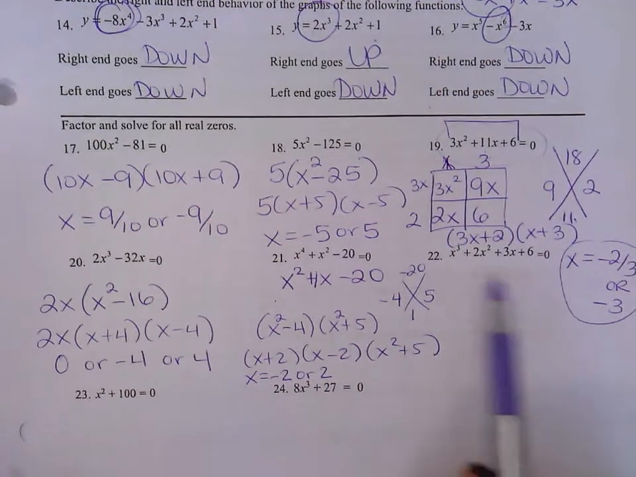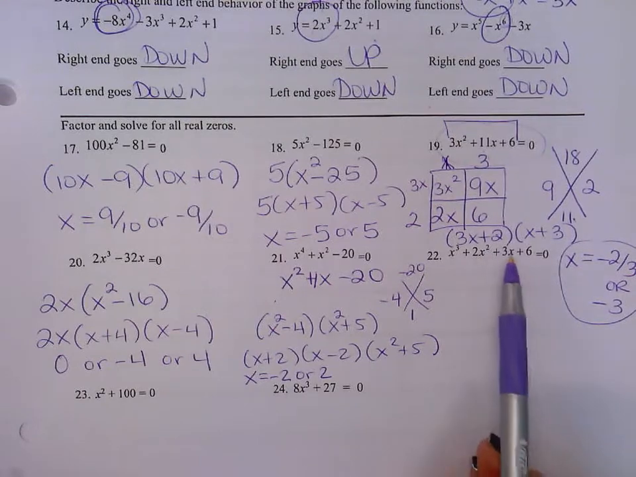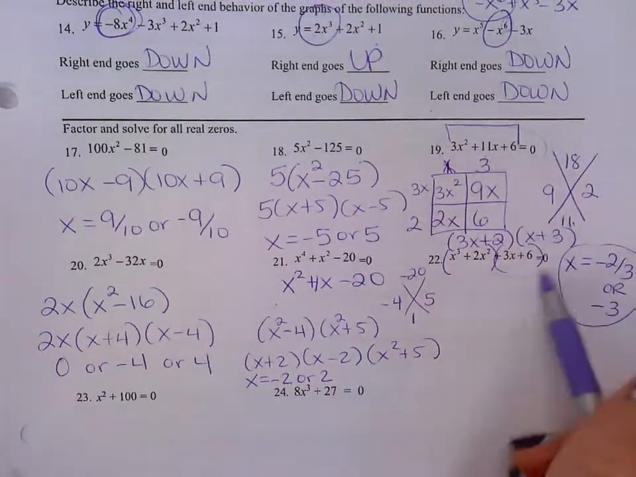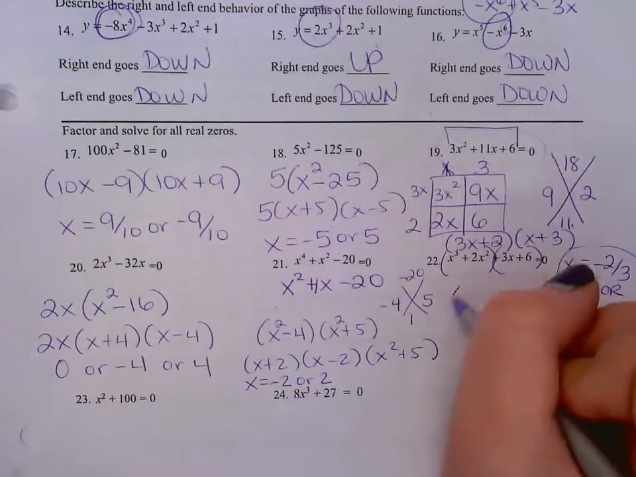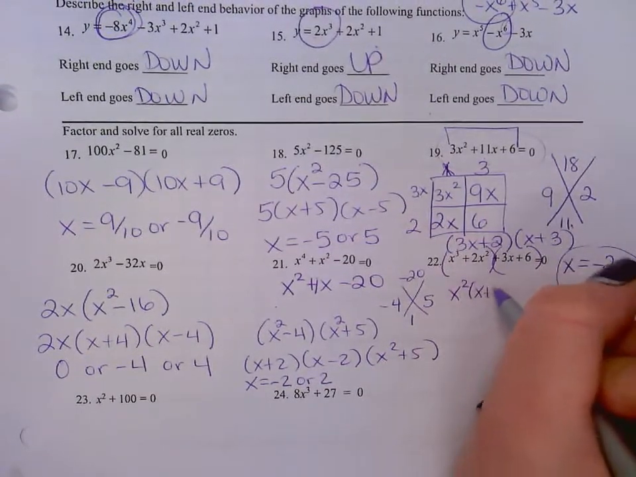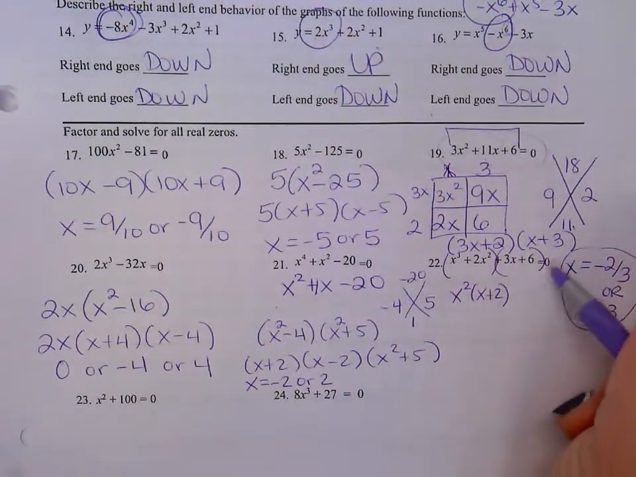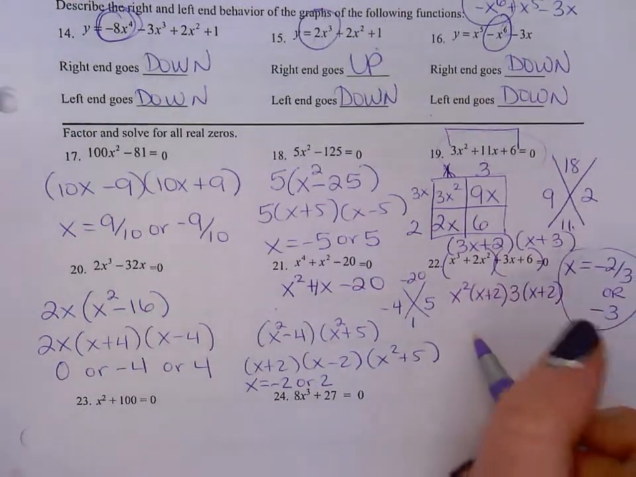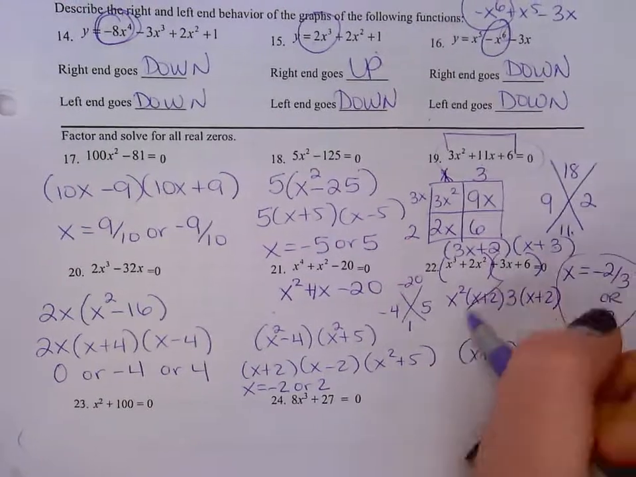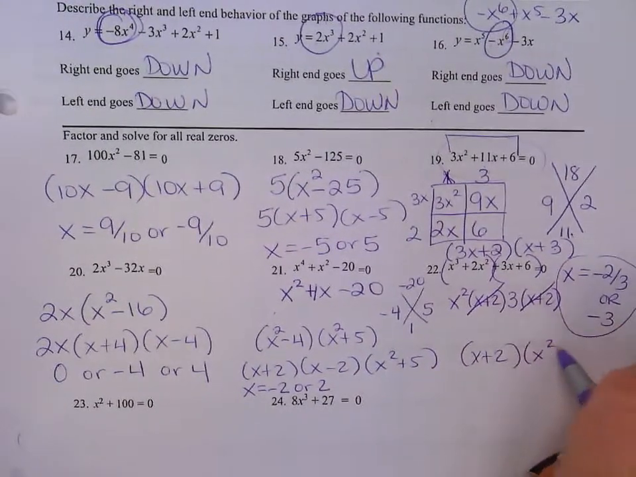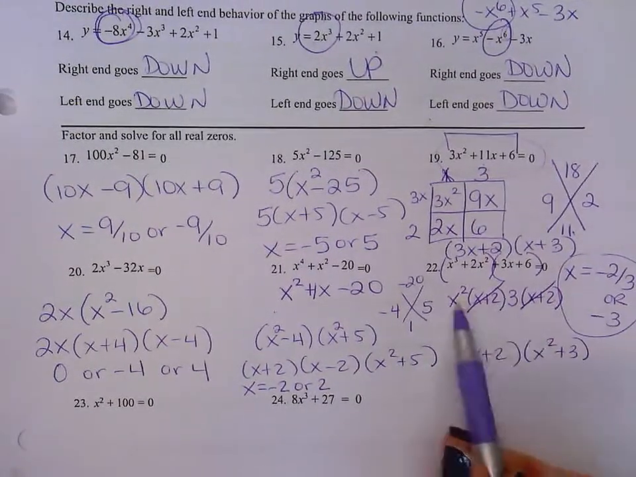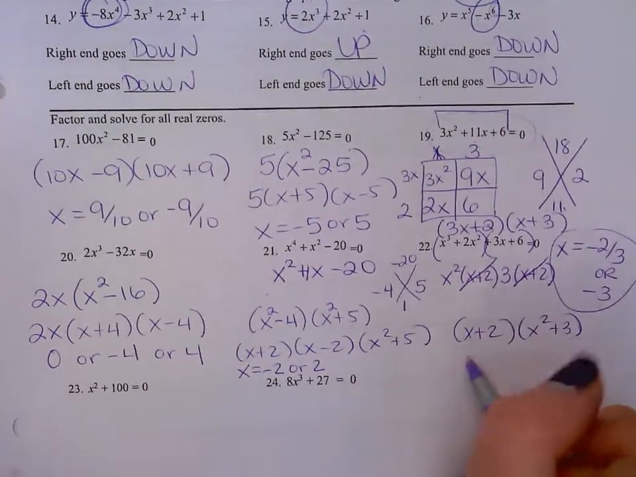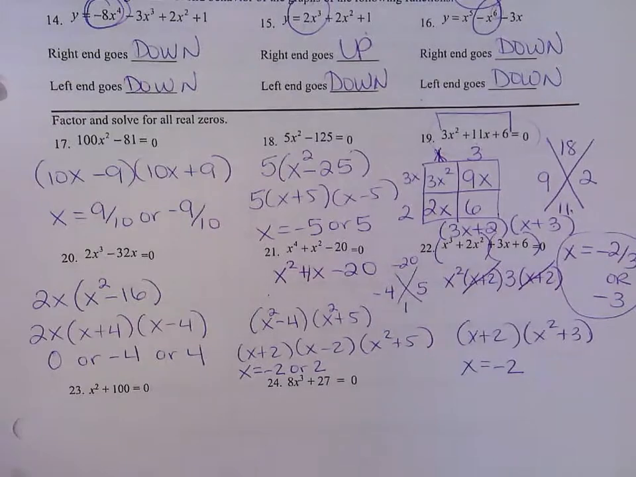Number 22, I've got 4 terms listed out, so I can use grouping. What I would pull out of the first parenthesis is x squared, then I have x plus 2. What I would pull out of the second parenthesis is 3, and then I would have x plus 2. So x plus 2 factors out, and then x squared plus 3 is what I have left as those coefficients. This is prime, so my only solution is when x is -2.